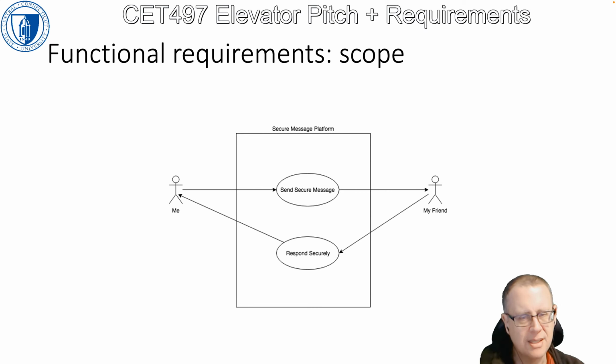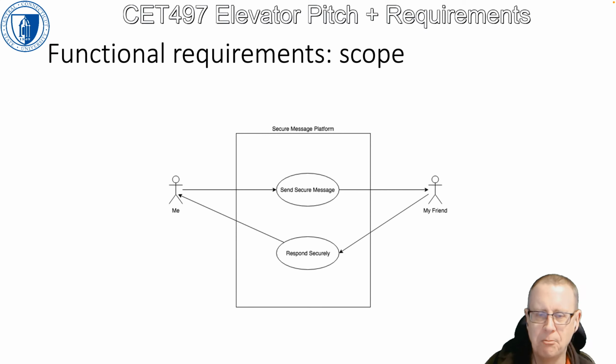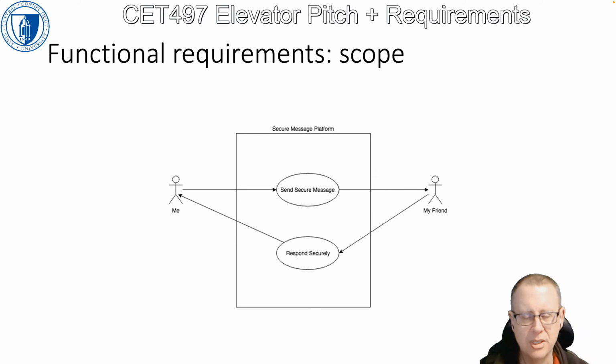Now the two things inside the box are functional requirements. Send secure message is a functional requirement. Respond securely is a functional requirement. These functional requirements are called use cases, and use case names have to include a verb, a doing word, right? Send, respond, in this case, are the two verbs, one for each of the ellipses. Okay.